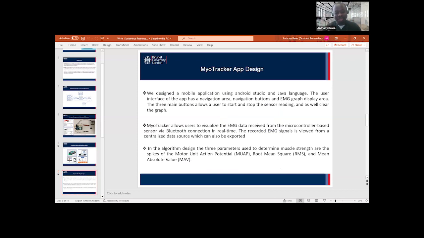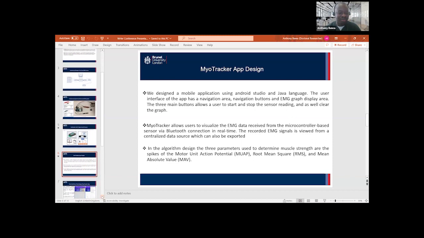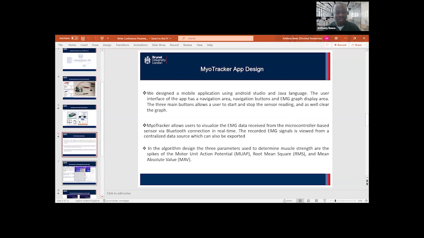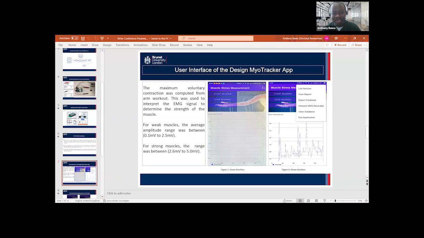It has three buttons to start, connect to the hardware base, and view the signals. So here, the Mayo tracker allows the user to visualize the EMG signals from the microbase sensor via Bluetooth. So this was what we tried to do here. You can see the next slide here. This is the interface of the Mayo app that connects to the hardware component.